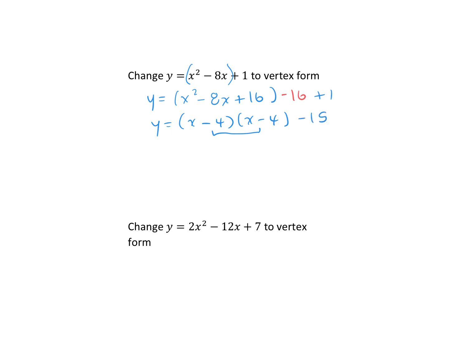So -16 plus 1 is -15, and then I'm going to write (x minus 4) as a square because I have two of them. So the vertex would be (4, -15).